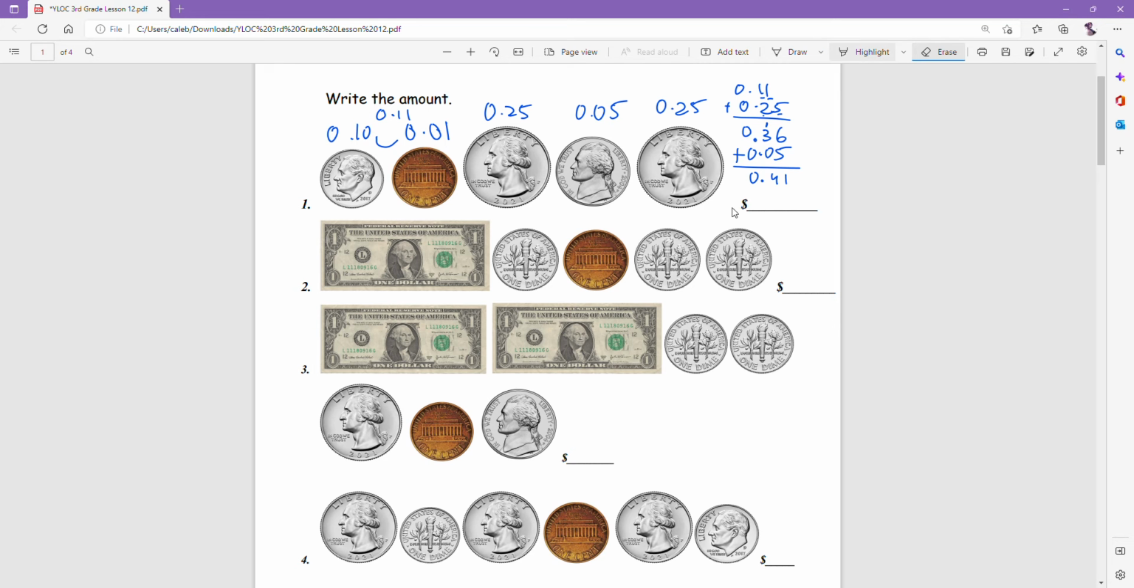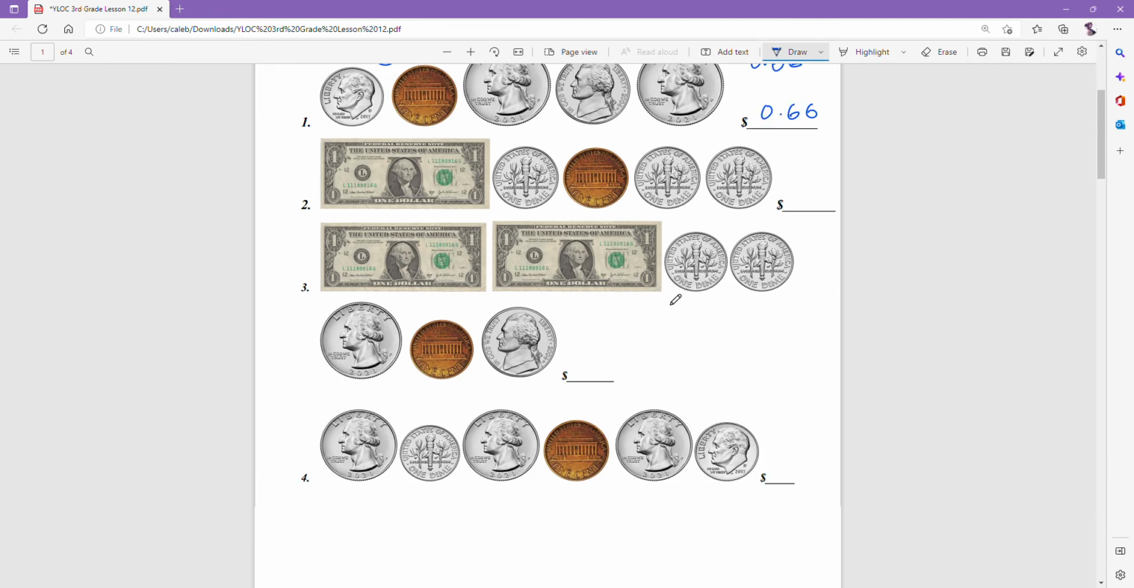And then, so we have 0.41. So now we have 0.41 plus 0.25 for the final quarter here. 1 plus 5 is 6. 4 plus 2 is 6. We're going to bring the point down here. We're going to add 0. And so for our answer for number 1, we're going to get 66 cents.